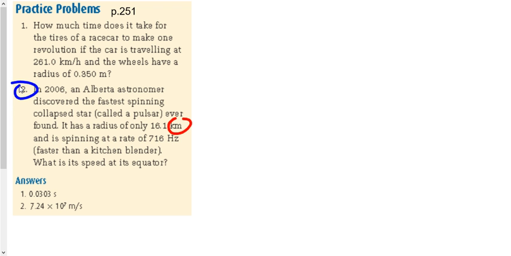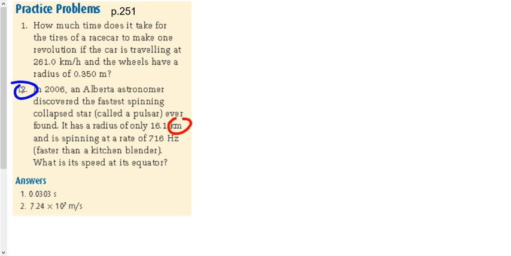You can drive from one side of the star, well, assuming you could drive on the star. Okay, good luck with that. But if you could drive from one side of this star to the other in 20 minutes, half an hour. It's spinning at a rate of 716 hertz, 716 times around per second. Yeah, good luck driving on that. We want to know what the speed of it is at the equator.